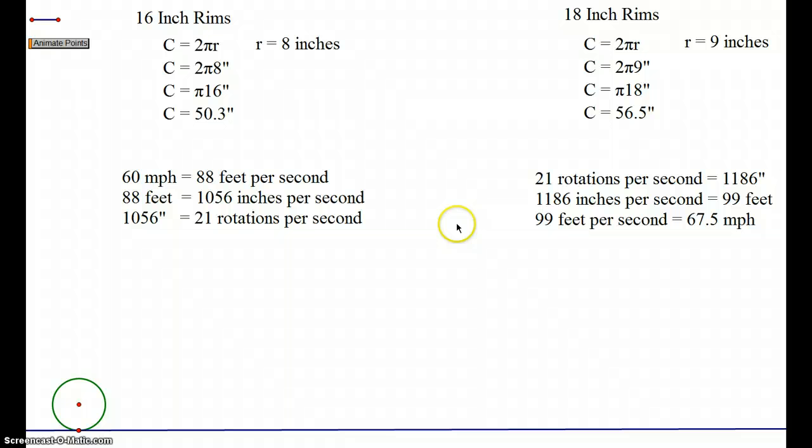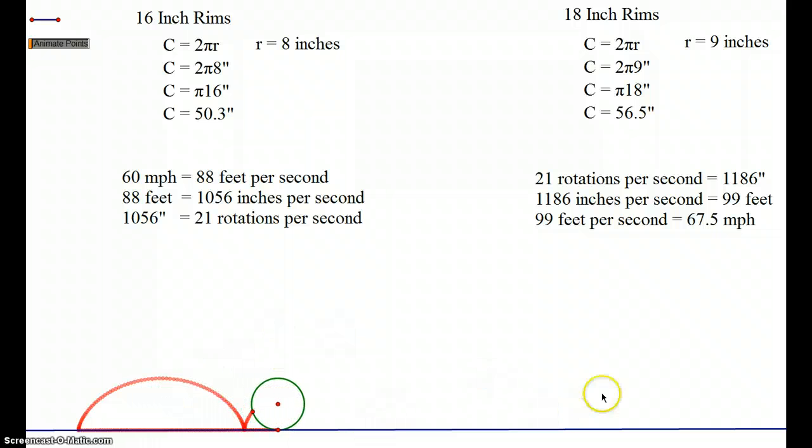What we're going to start off with is saying that with 16-inch rims, we are going 60 miles per hour. If we simplify that down to feet per second, 60 miles an hour is 88 feet per second. Turning 88 feet into inches per second gives 1,056 inches per second. Then we just divide 1,056 by our circumference, and we get 21 rotations per second. So with the 16-inch rims, we get 21 rotations per second. If we animate this, we notice the rotations.